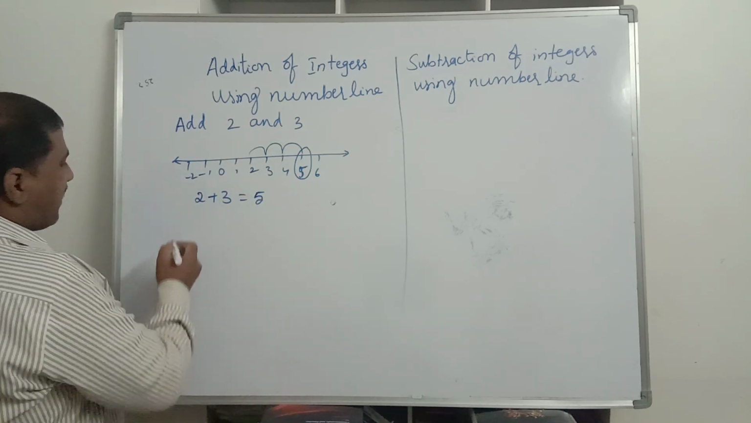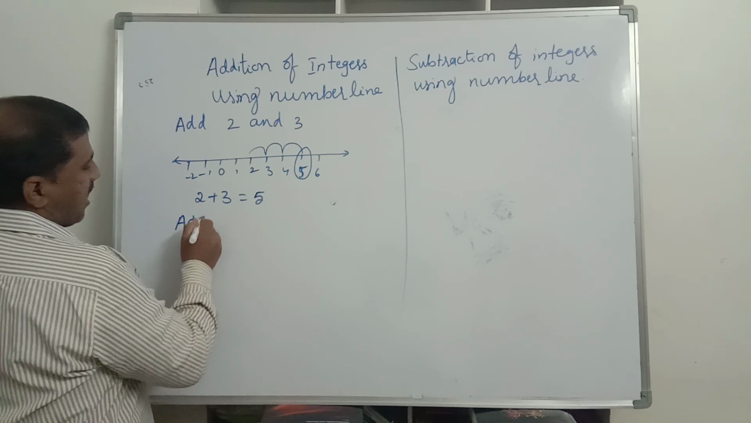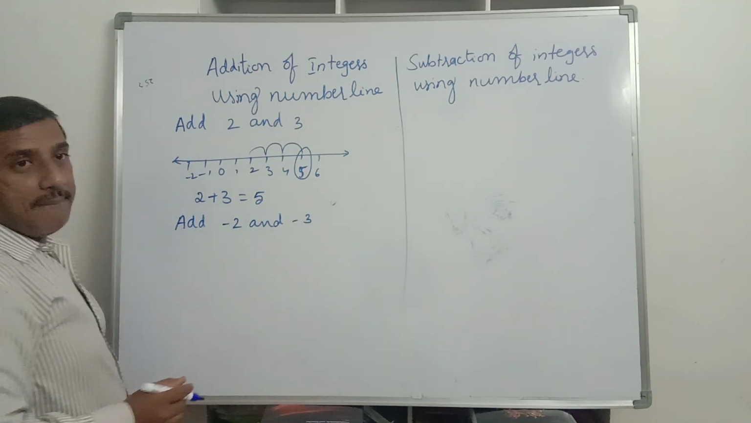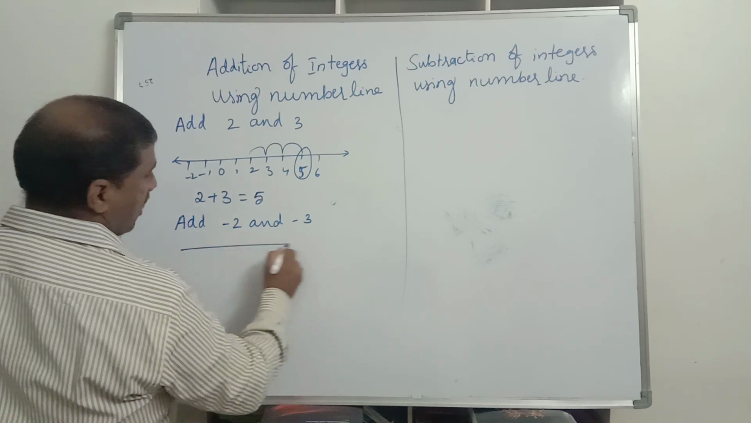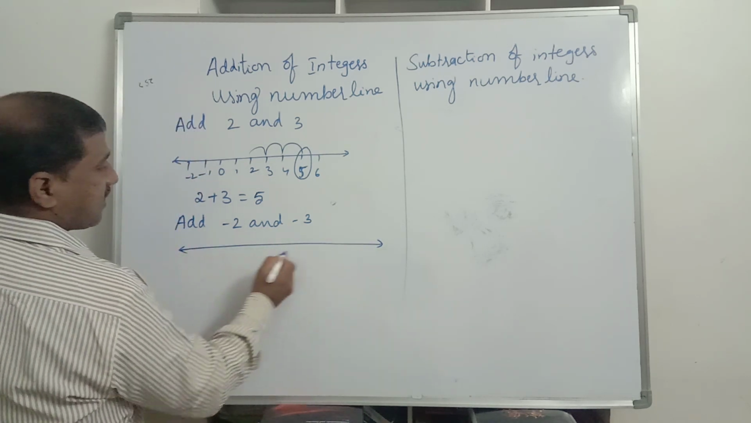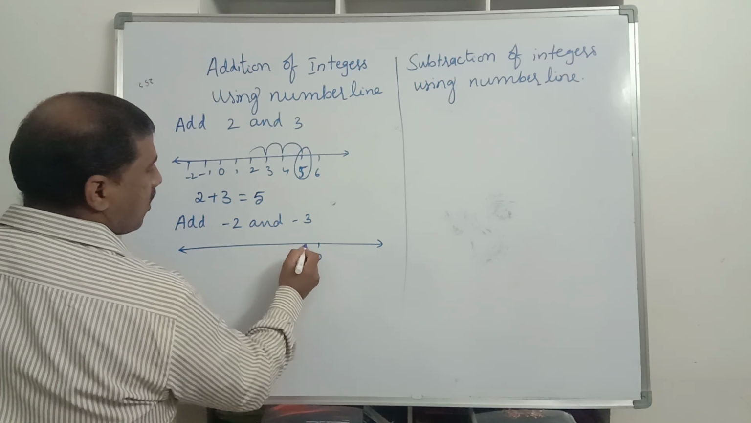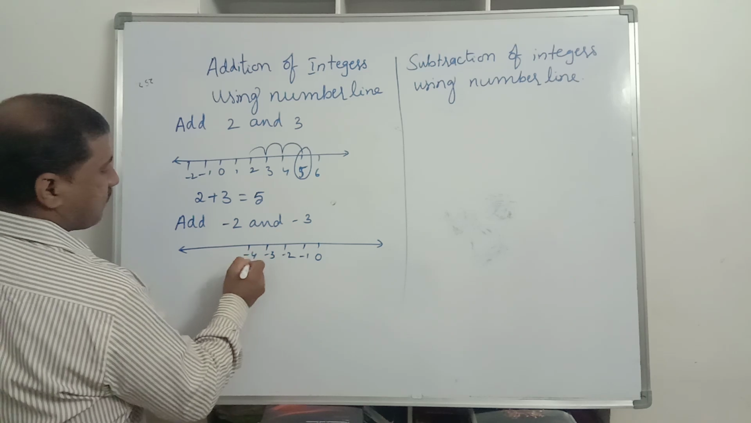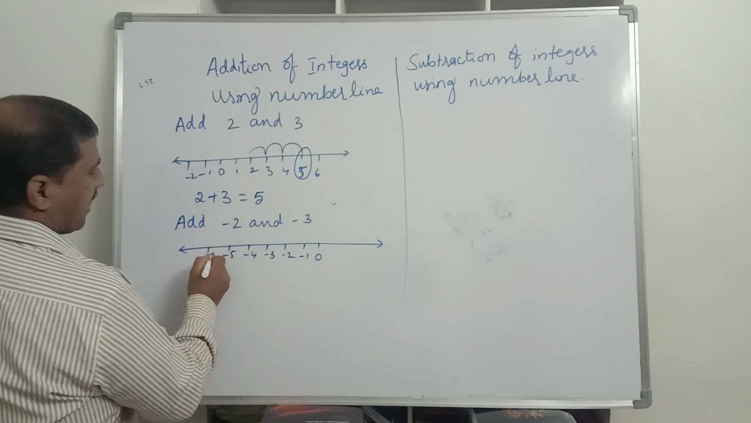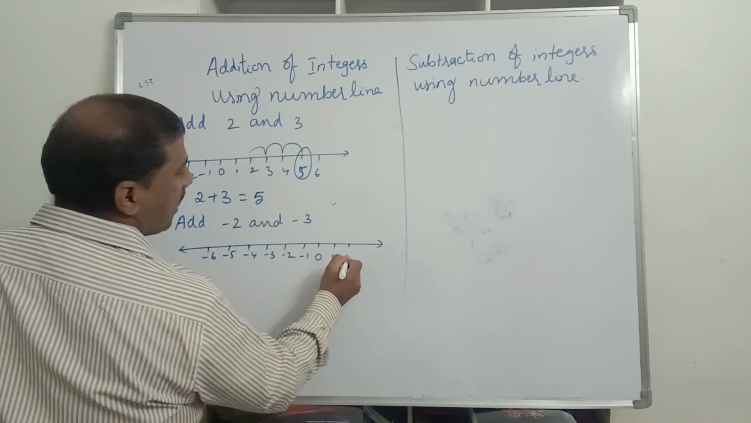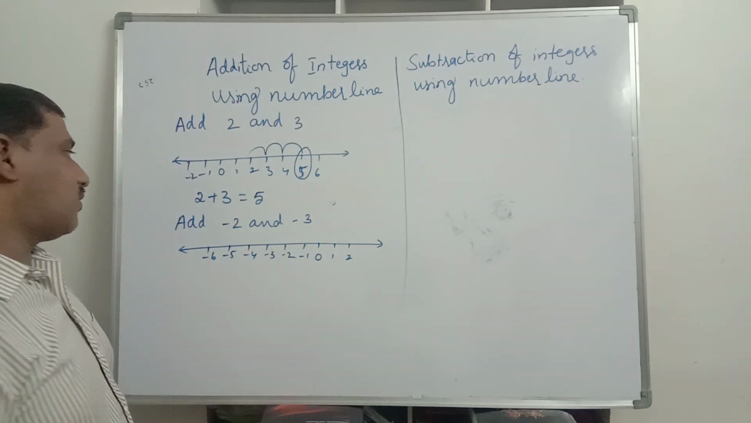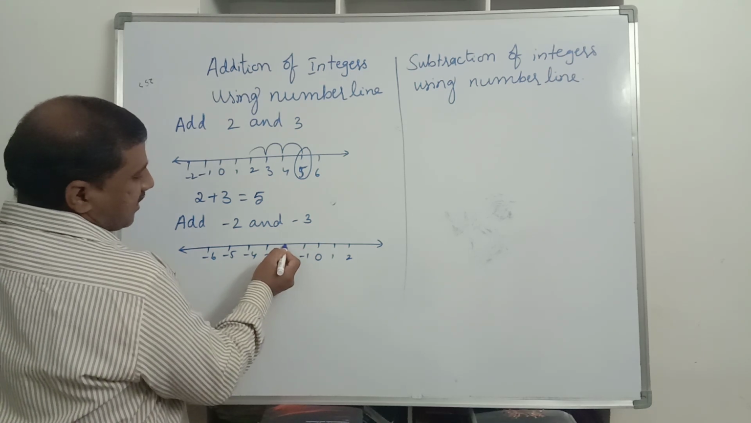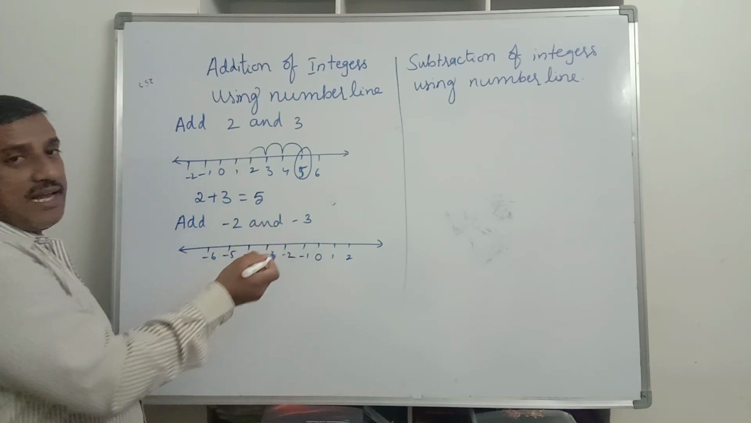What about negative integers? Add minus 2 and minus 3. For that, draw a number line and locate the numbers on it: 0, minus 1, minus 2, minus 3, minus 4, minus 5, minus 6, and 1 and 2 on the right side of 0. First locate minus 2 on the number line. Here is minus 2. Then to this we are adding minus 3.